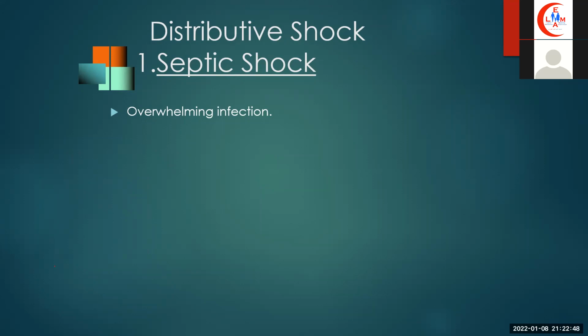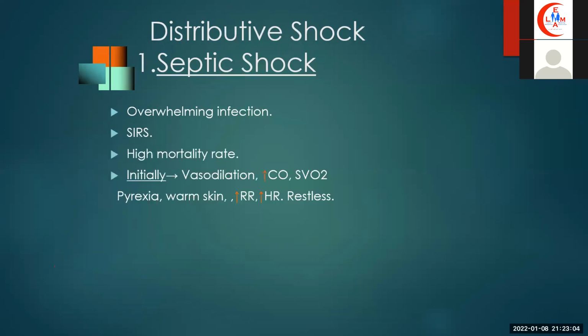Usually the patient is elderly or immunocompromised. Infection can be caused by bacteria, viral infection, or fungal infection. Serious, as we mentioned, it's a high mortality rate. So what will happen initially? There will be vasodilatation. There will be an increase in the cardiac output. The oxygen saturation in the venous blood will be high.